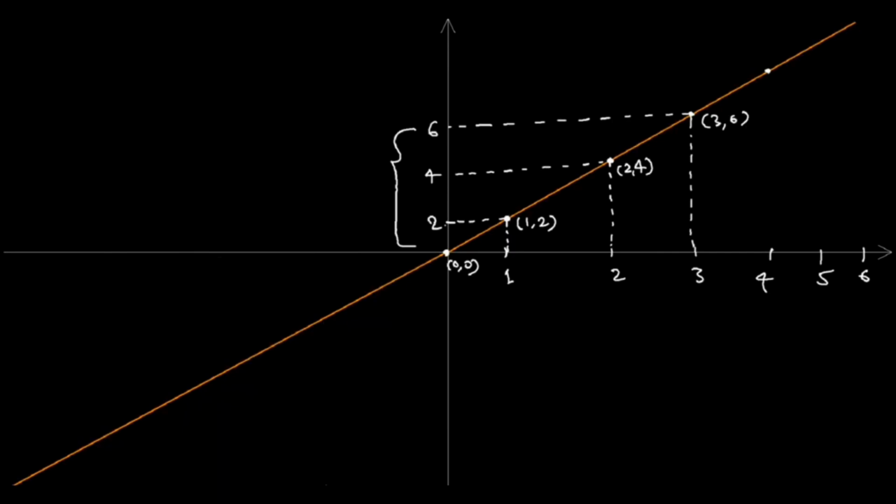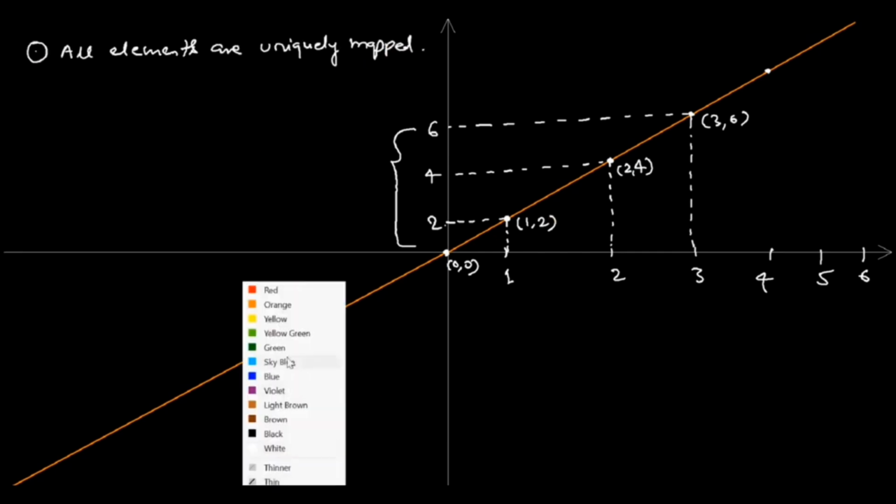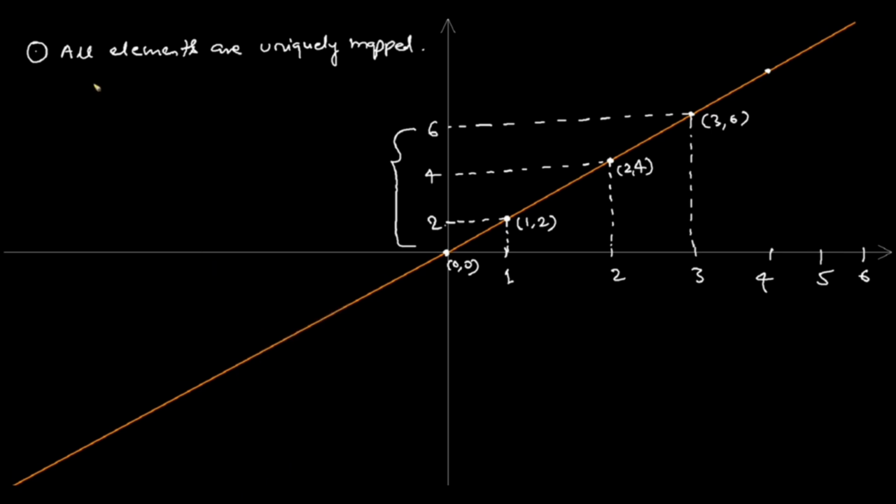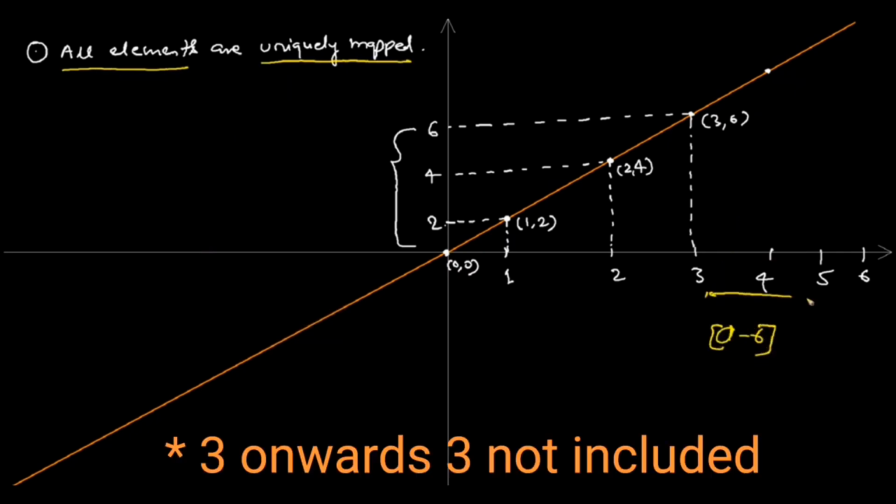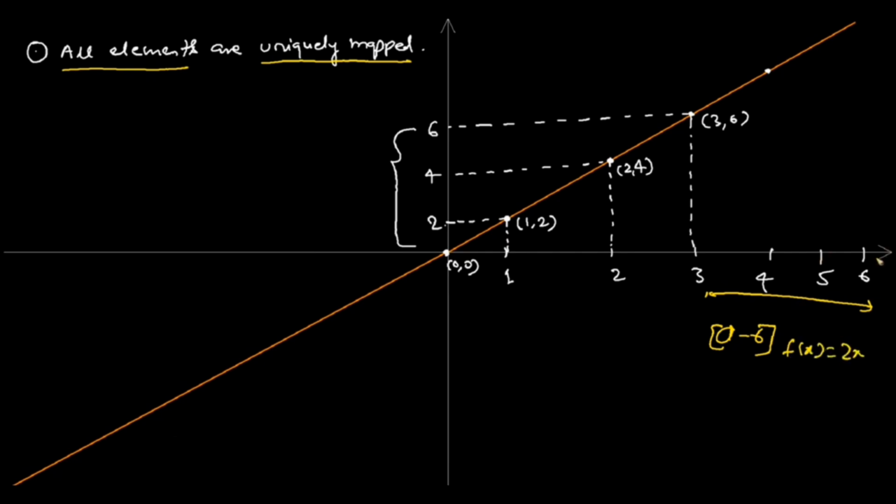Just by looking at the graph, you have to know if it is a function or not, because definitely it's a relation. If you have ordered pairs, it means that it's a relation. But to decide whether this relation is a function, you need to know the definition of a function, and based on that you can find it out. This is what your function is. All elements must be uniquely mapped. If your codomain is 0 to 6, then from 4 onwards, f(x) equal to 2x is not a function, because 4, 5, 6, and so on, do not have any image.